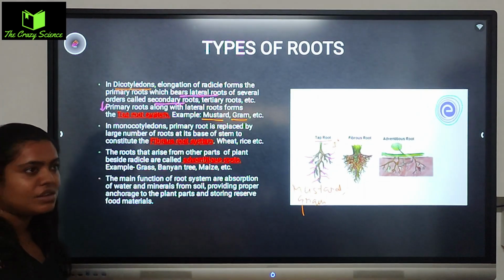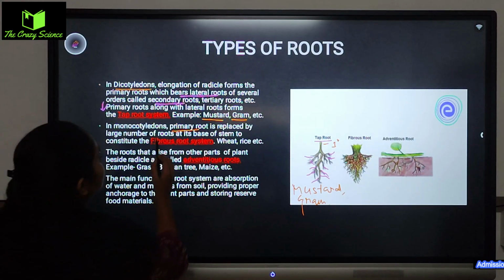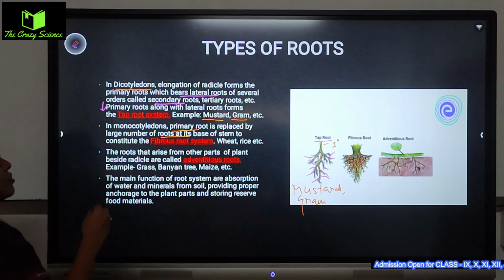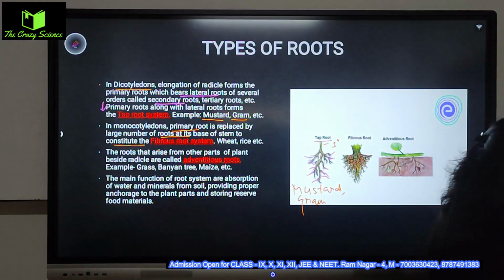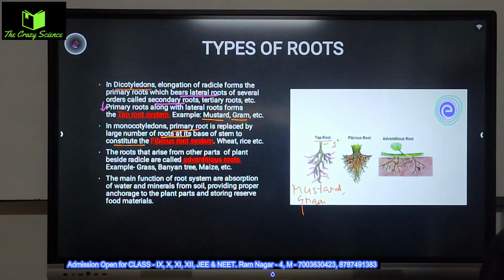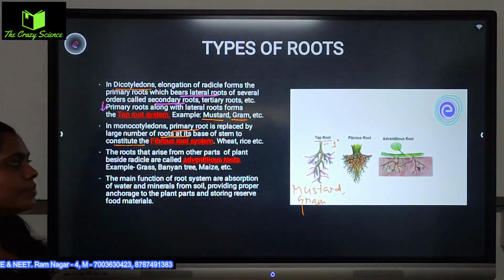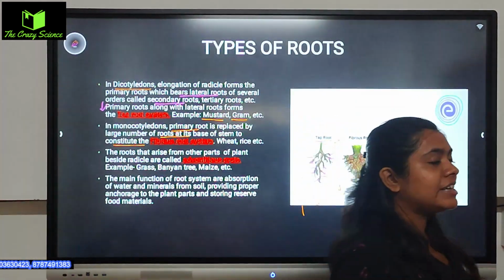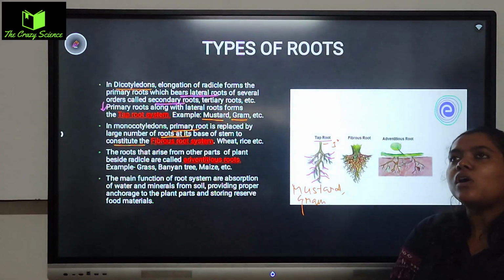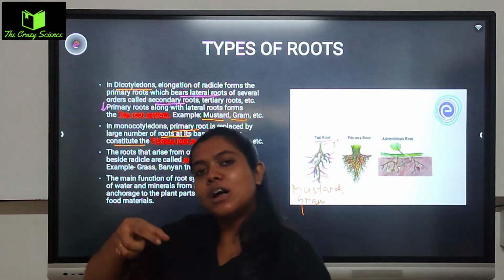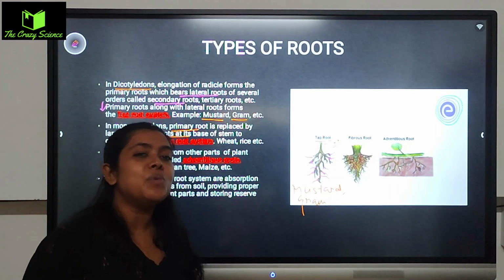You will see this in dicotyledonous plants. Next, come to monocotyledonous, in which the primary root is replaced by a large number of roots at the base of the stem to constitute the fibrous root system. So monocotyledonous and dicotyledonous are basically the seeds from which ultimately a plant forms. From a monocot only one nascent seedling is produced, and from a dicotyledonous two, and they live for a long period of time as compared to the monocot.